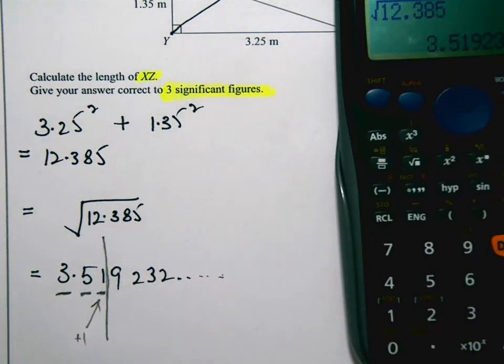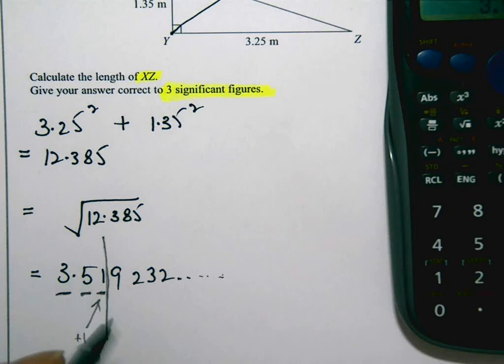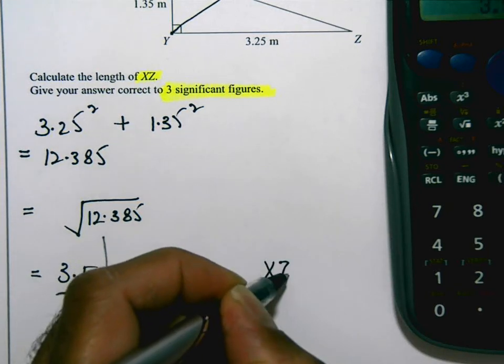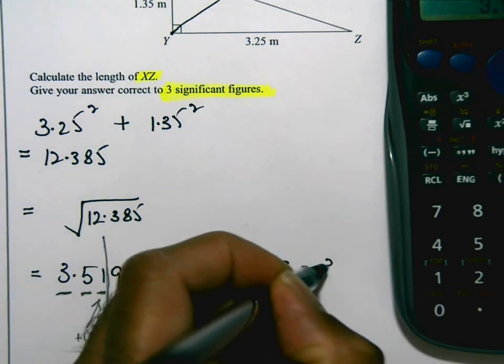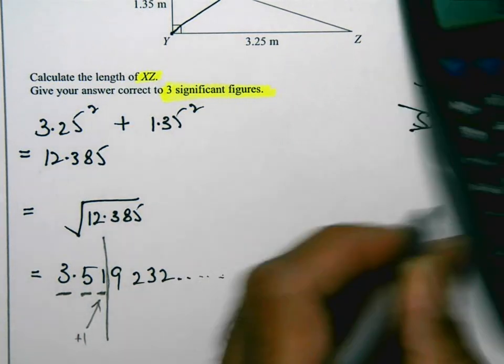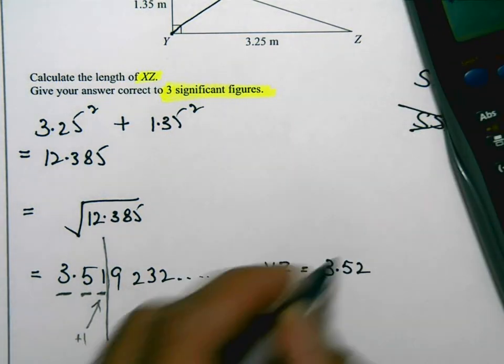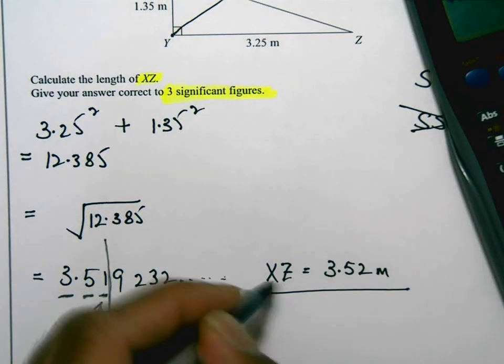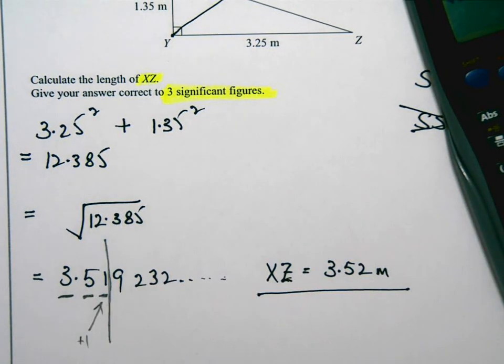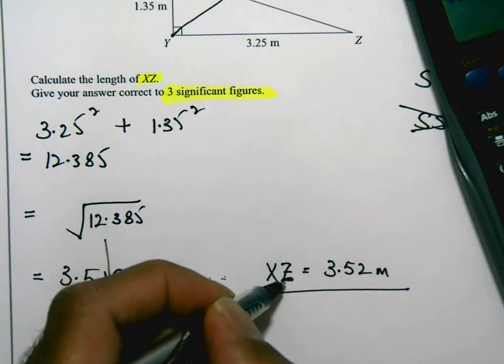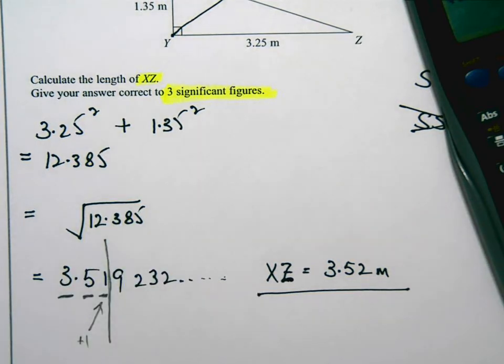So that becomes 3.52. XZ is going to be 3.52 to 3 significant figures. All the distances are in meters, and that's what I'll write in my answer space. XZ is 3.52 meters. This is a pretty straightforward question, pretty regular question.